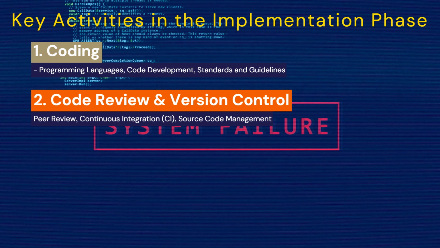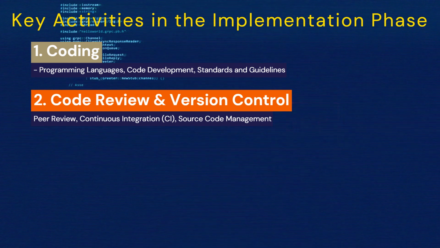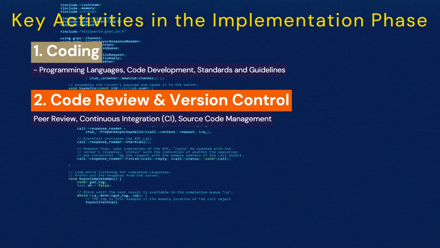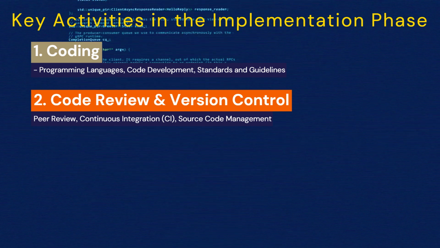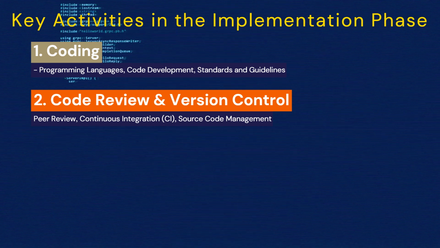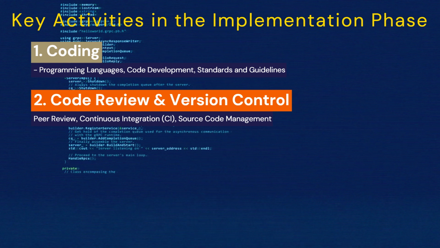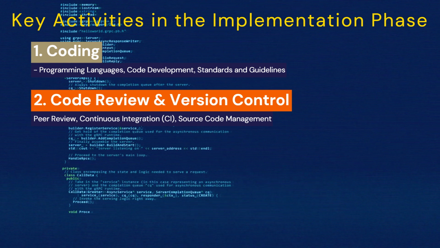And for the version control, source code management. Tools like Git, GitHub, or Bitbucket track changes to the codebase, allowing developers to revert, branch, and manage code versions. Developers create branches for separate features, enabling multiple team members to work simultaneously without overriding each other's code.